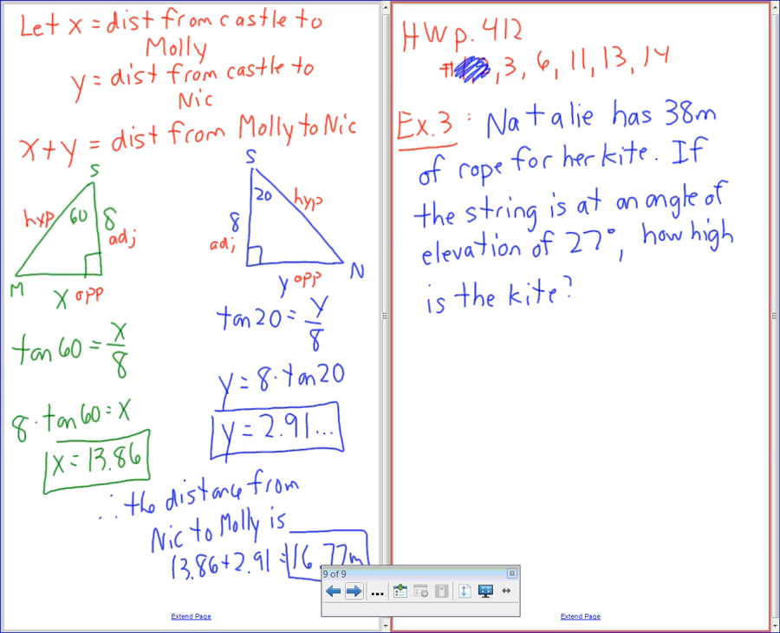So here we go. Natalie has 38 meters of rope for her kite. It's probably string, not rope. Nobody uses a big heavy chain to fly a kite. If the string is at an angle of elevation of 27 degrees, how high is the kite? Your job right now is to take the next 30 seconds and draw a diagram for this and get the triangle drawn. We'll deal with solving it in a sec. When you think you have it, raise your hand. This is the tricky part for these questions. After that, it's just solve it.